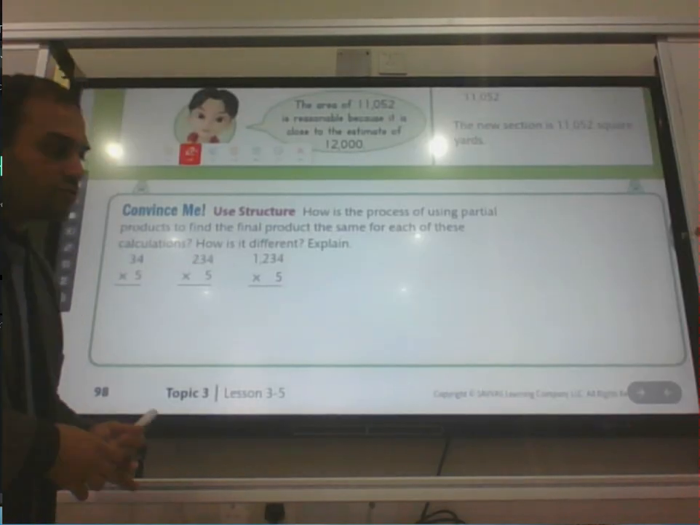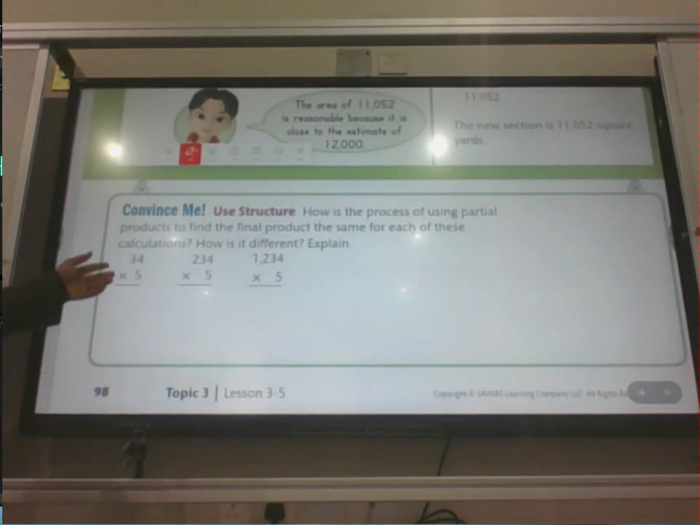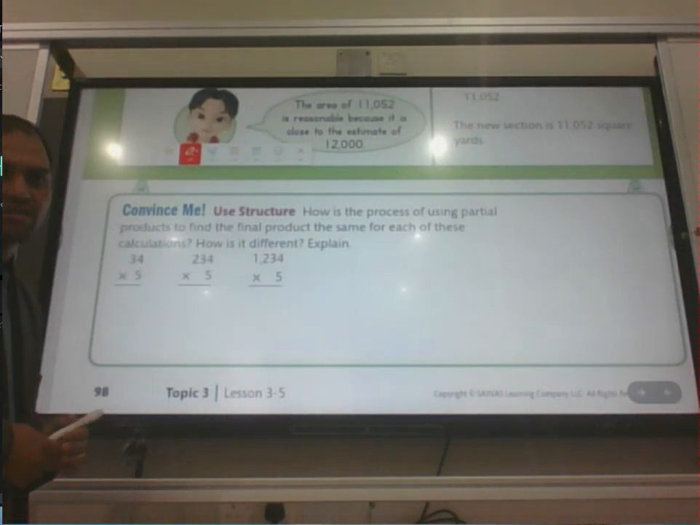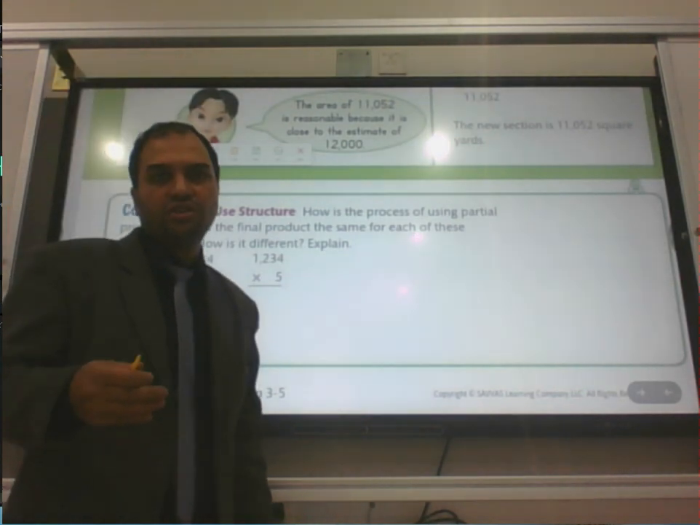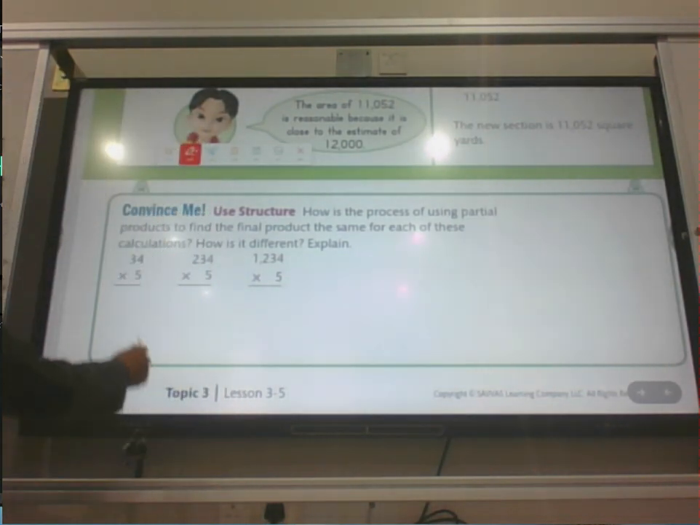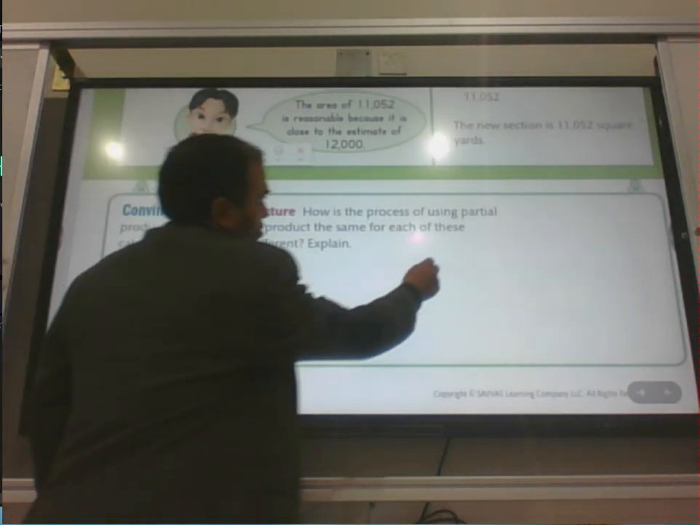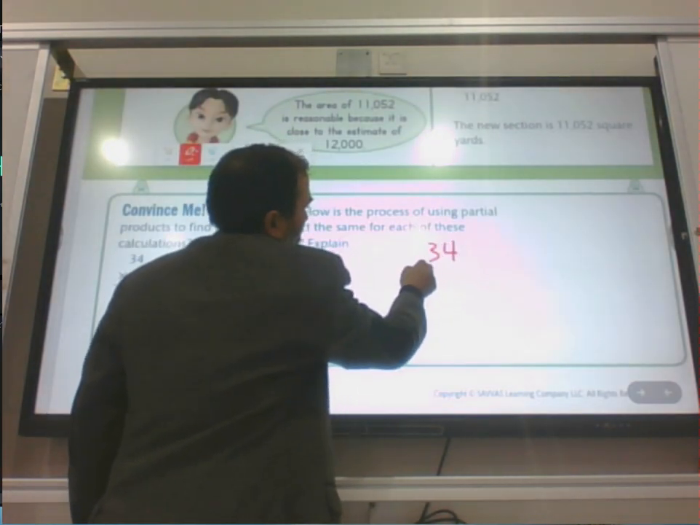We will move to this question, page 98. We have 34 and 5. We can use partial products to find the answer here. Look at the steps. First, we can use distributive properties for this example. 34 times 5. Look at here, 34 product by 5.